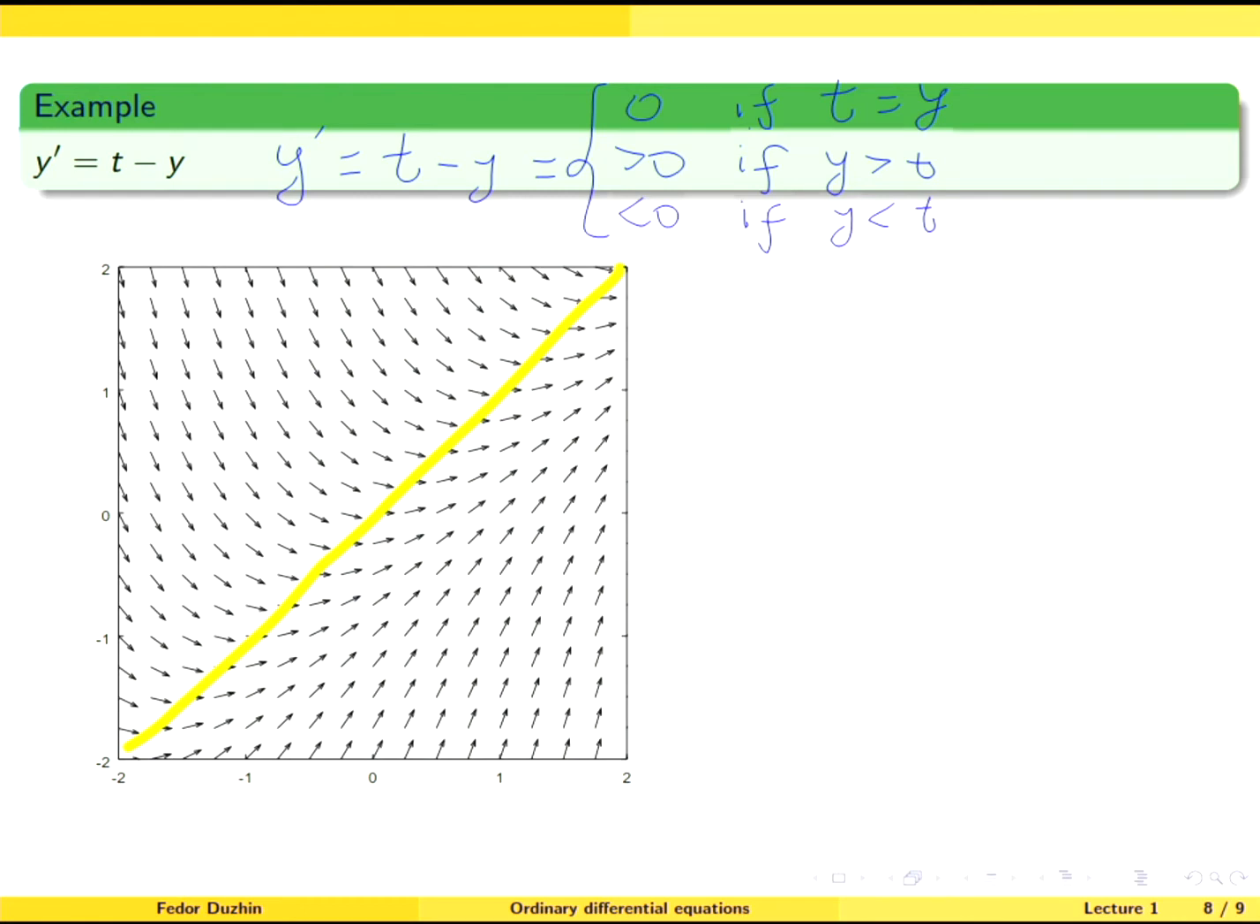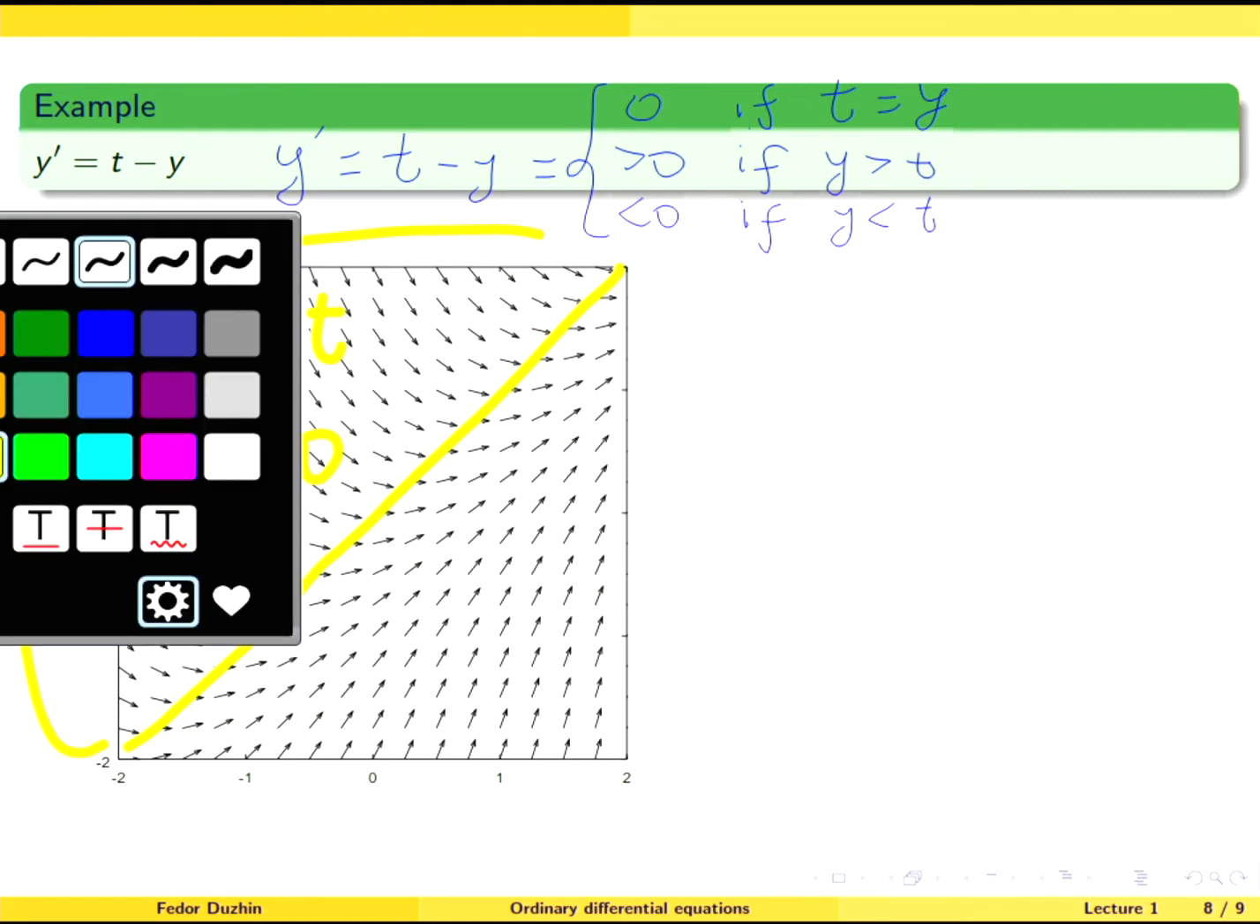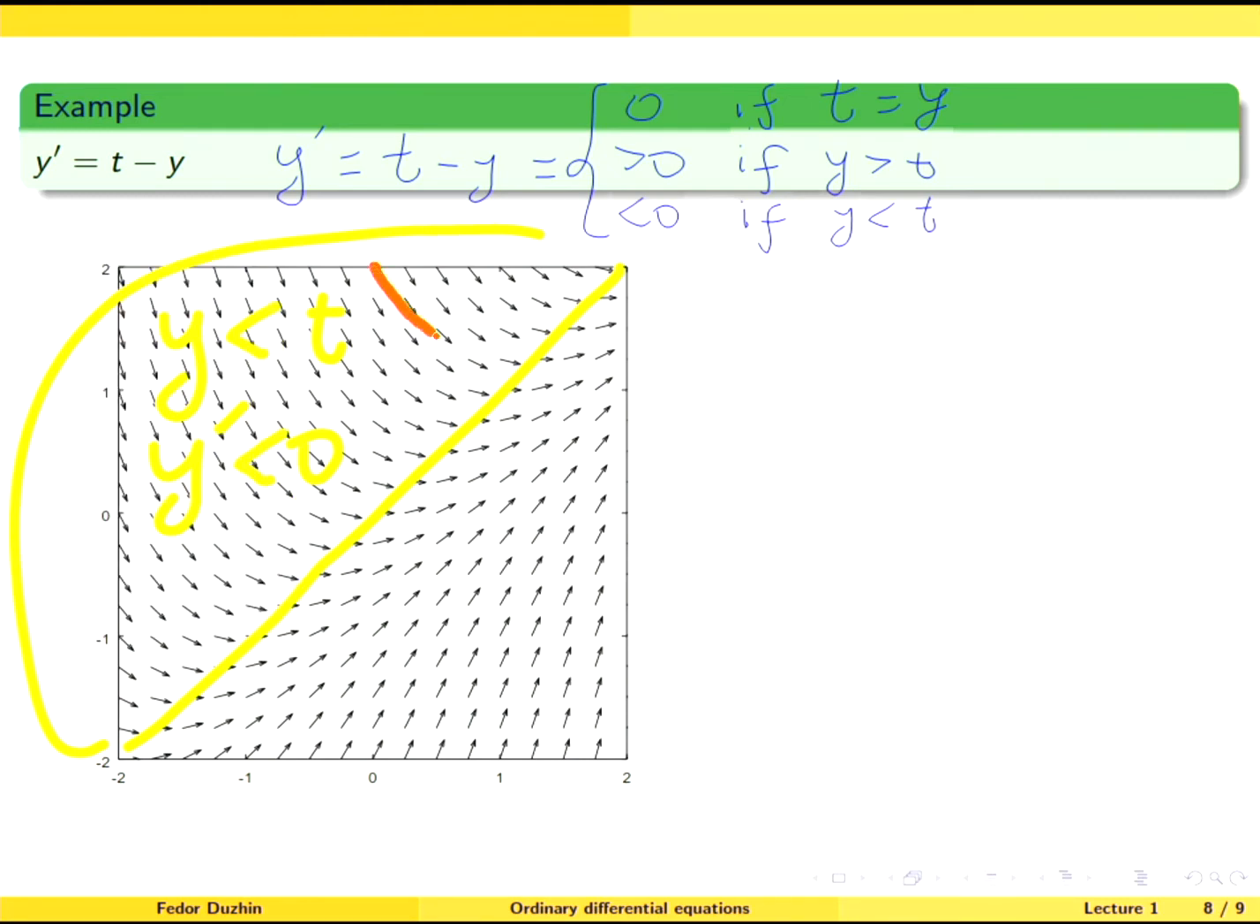Right, so the region where y is less than t is above this triangle. So here y is less than t. Here y is less than t. So therefore the right-hand side of our differential equation is negative, which you can see by all arrows pointing a little bit downward. So the second component of all these vectors is strictly negative. Which means that within this area, all solutions are decreasing.